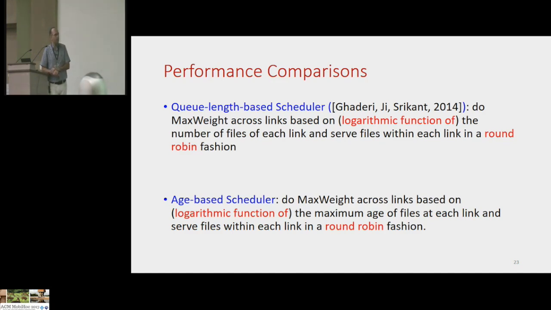The other one is the age-based scheduler. This does, again with a logarithmic mapping, look at the maximum age of the files of each link as the weight. So the weight of each link is the maximum age of the files at the link, and then within it does this round robin. So there is a round robin nature to both of these, but both are different from what we do, because in our case, we choose the links based on the logarithmic function of the time since last service, the longest time since last service, instead of these other metrics.